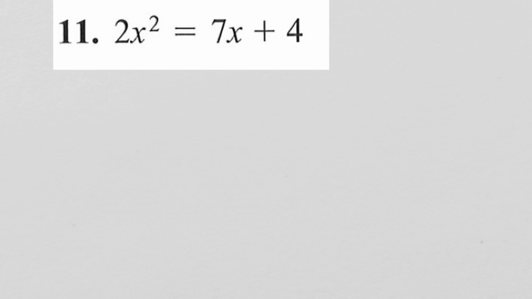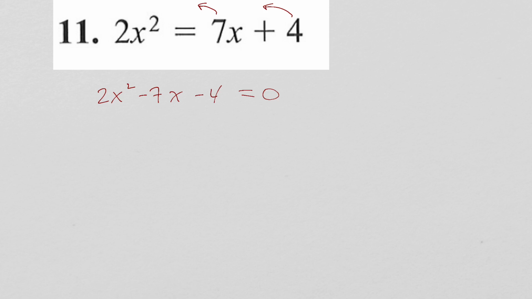Okay, this is the first problem we've had that's not equal to 0. So that's got to be our first step. Solving quadratic equations, we have to set the equation equal to 0. So we'll move this over to the left, it'll flip to a negative. We'll move that over to the left, it'll flip to the negative. So far we've got 2x squared minus 7x minus 4, and now that's equal to 0.